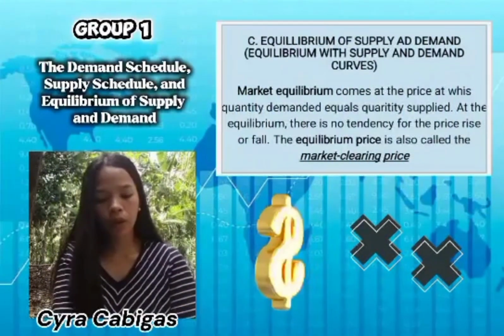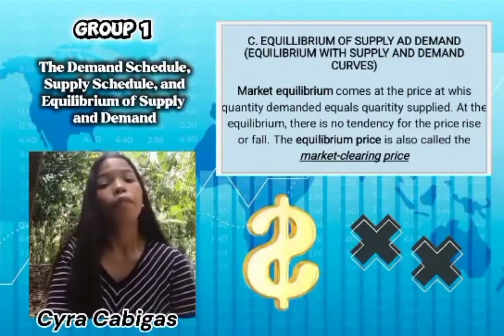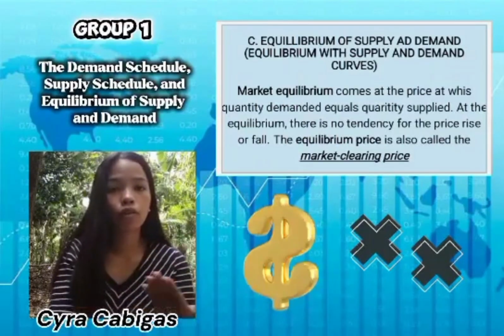So, market equilibrium comes at a price at which quantity demanded is equal to the quantity supplied.